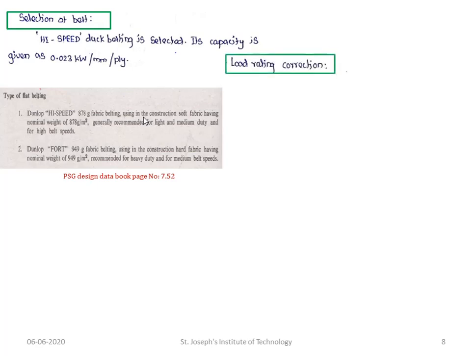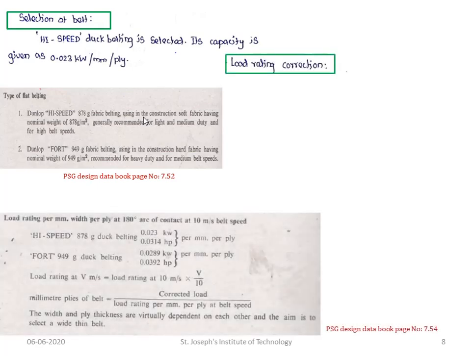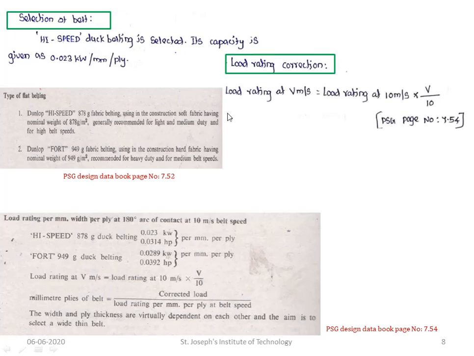Next I am going to calculate the load rating correction. Load rating correction can be calculated from this formula: load rating at V meter per second equals load rating at 10 meter per second into V by 10. Here, load rating at 10 meter per second means they have given the value for high speed.